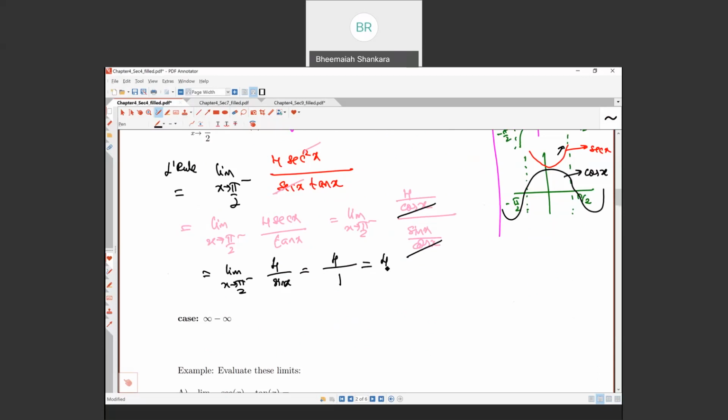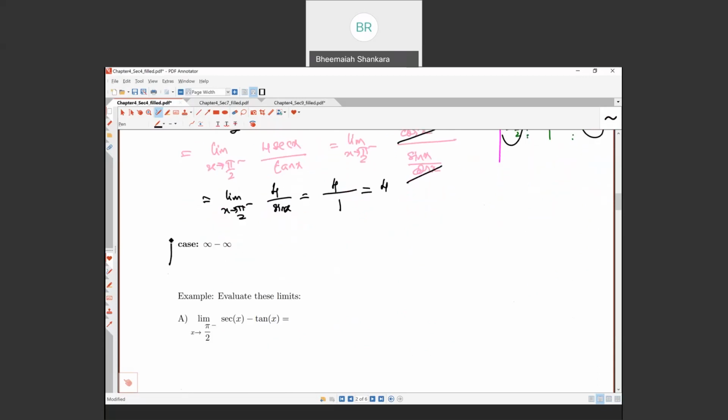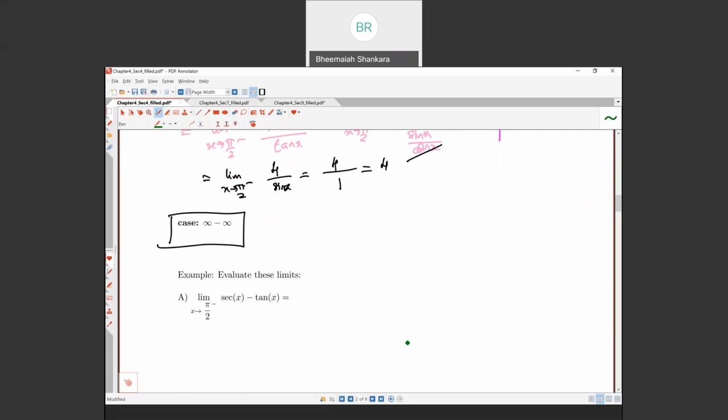The next case is infinity minus infinity limits. These are indeterminate forms. Again, you will see infinity minus infinity when you plug in the limit values. So let me plug in x equal to pi over 2 here and pi over 2 here. In the very first step, I see that secant pi over 2, we just now saw it's infinity, and tangent pi over 2 is also infinity. Very easy to write infinity minus infinity is 0.